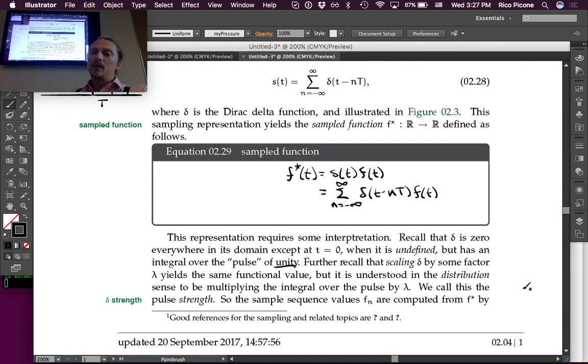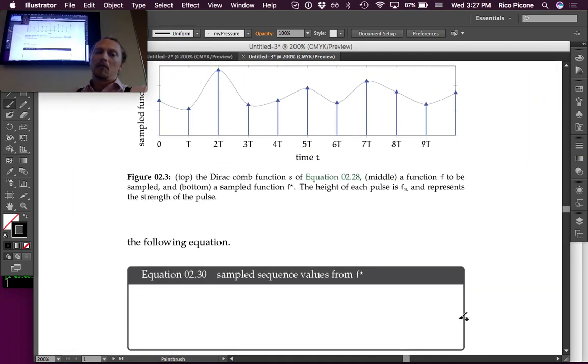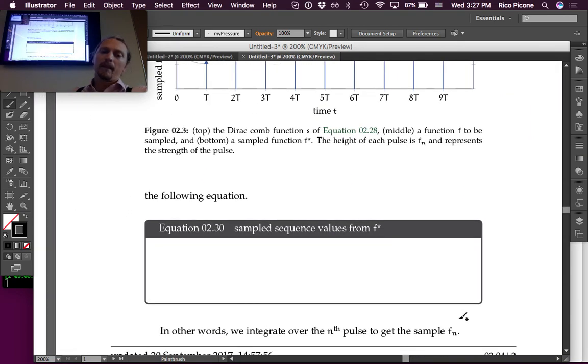So the sample sequence values f_n are computed from f star by the following equation. So, sampled sequence values from f star. Double siding is a thing. Yeah, I couldn't get it to work in the minute and a half between having this finished and getting to class.